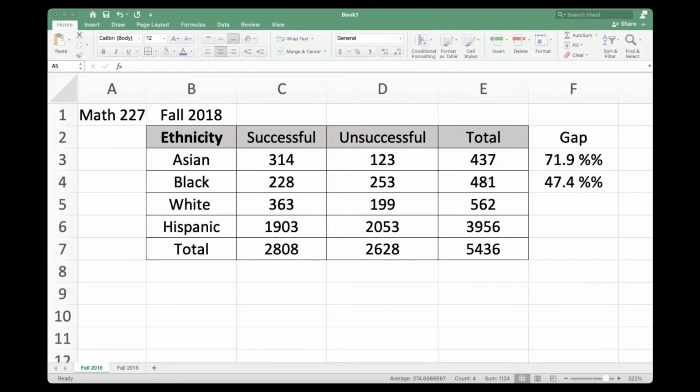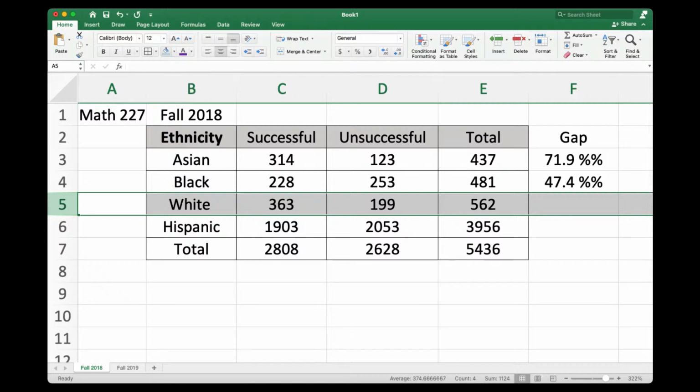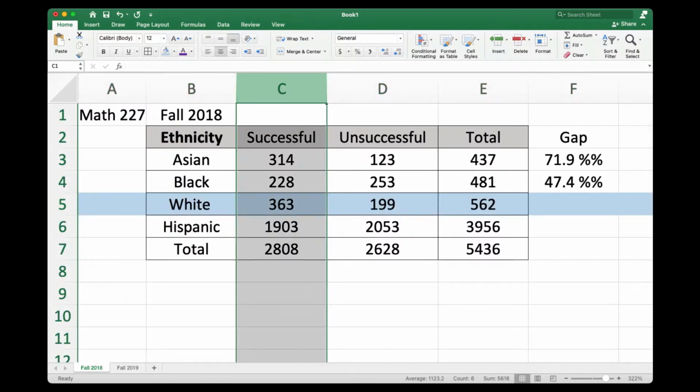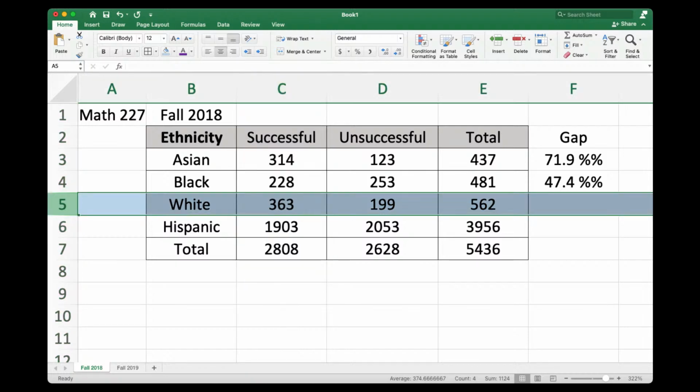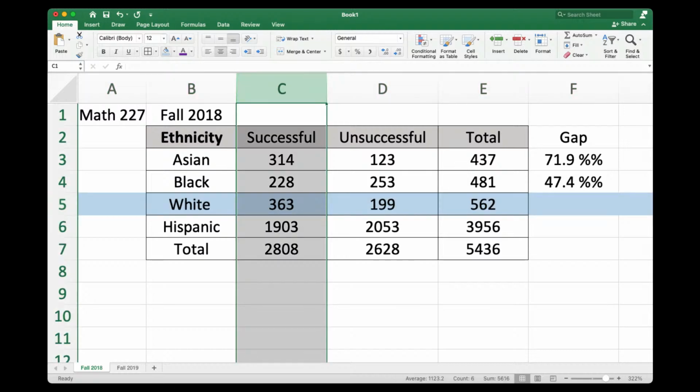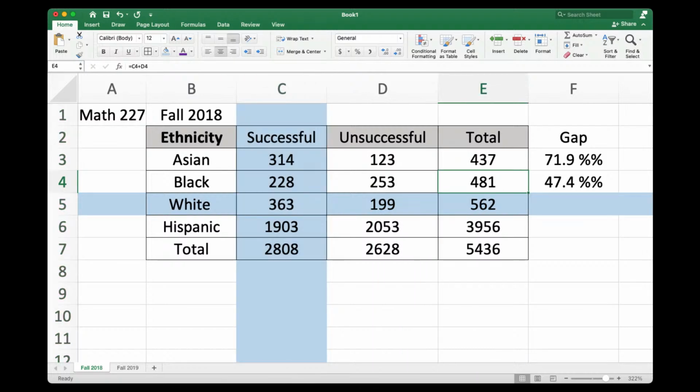So now let's go to Microsoft Excel, and we say, okay, of all the white students, how many white students took Math 227, pre-AB 705? What did you guys say? 562. Do you guys see that there? Of the 562 white students, how many were successful, ladies and gentlemen? 363. Outstanding.